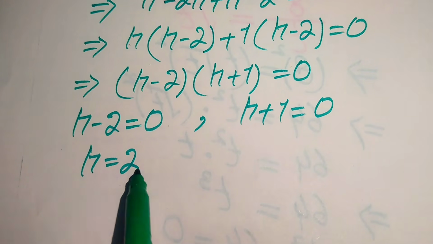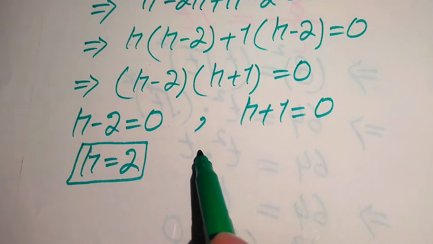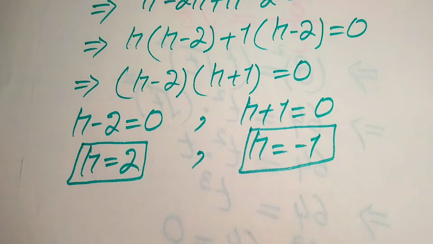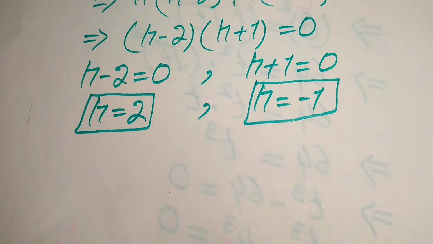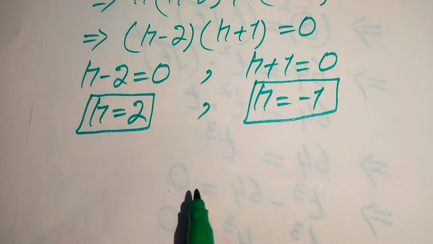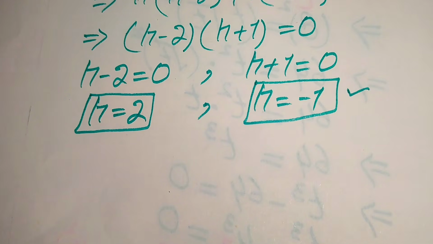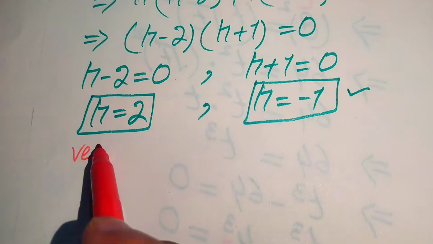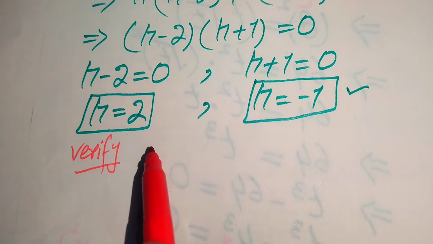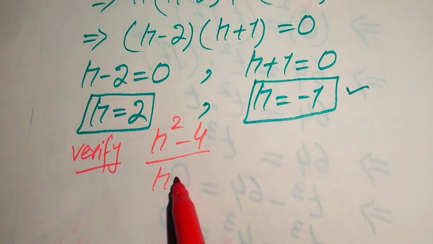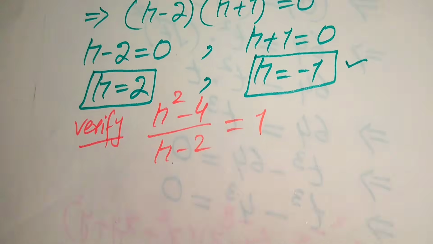And from here we easily get the value of h is equal to plus 2, and from here we easily get the value of h is equal to minus 1. So these are the two values of h which we get in this method. And now in the first method we already verified that the value of h is equal to minus 1 satisfies our given question statement, and here we just verify the second value of h, that is equal to 2. So for verification of this value of h, we need to copy down the given question statement. Here it is h square minus 4 divided by h minus 2 is equal to 1.